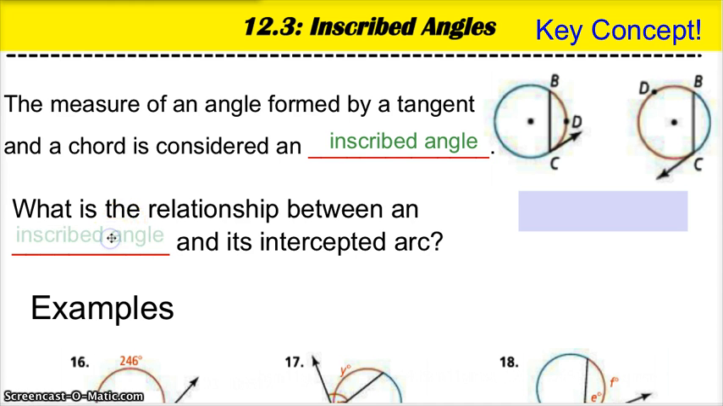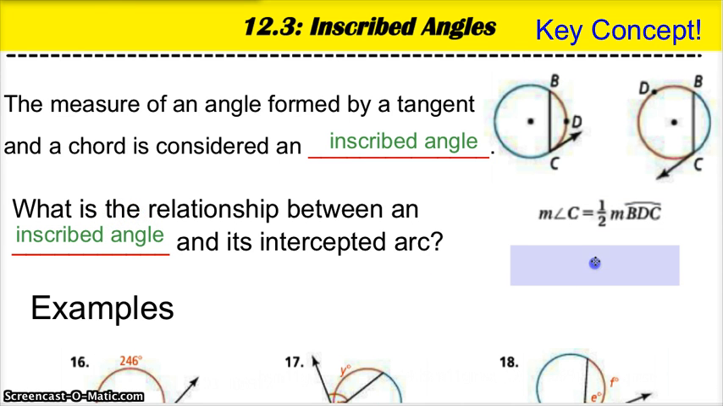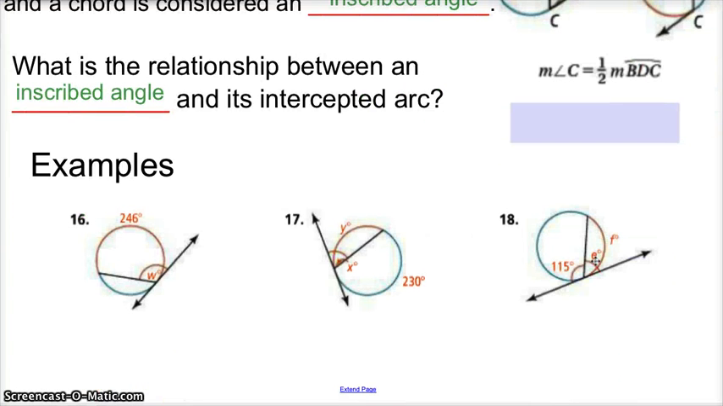What's the relationship between an inscribed angle and its intercepted arc? It's the same thing. Whether the inscribed angle has sides that are both chords, or it has one chord and one tangent, the same relationship holds. Some examples: notice in number 16, the arc is 246. So half of that means it's going to be 123. This portion out here is 230, meaning this portion over here must be 130. Half of that is 65.